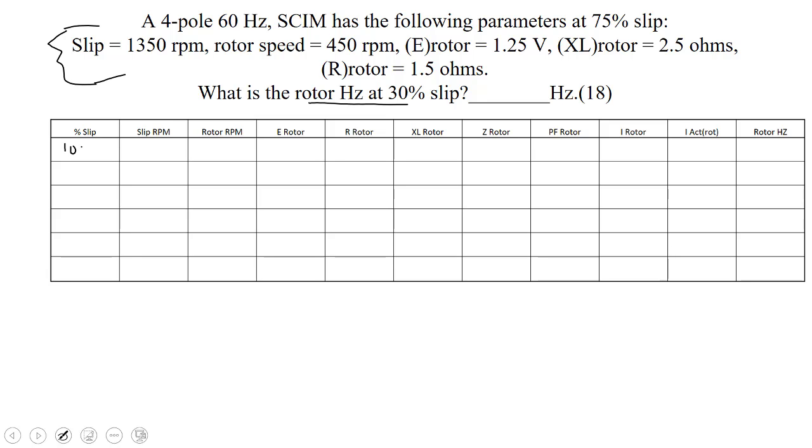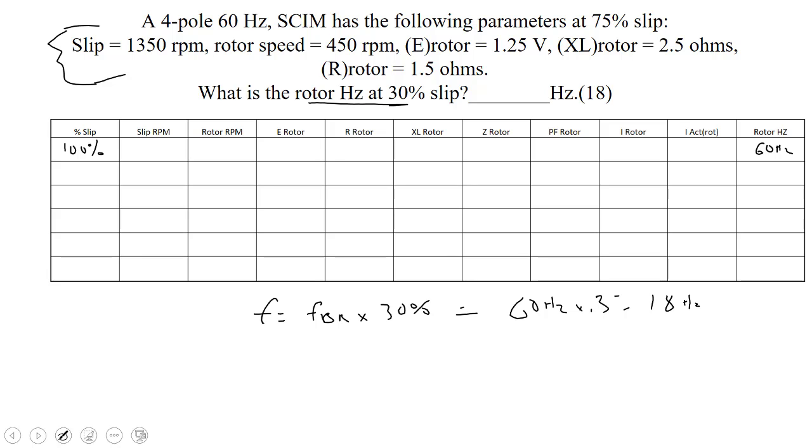So at 100% slip, we know that the rotor frequency will be whatever the stator frequency is. It's at blocked rotor, so if we have 60 Hertz on the stator, we're going to have 60 Hertz induced on the rotor. Now at 30% slip, the frequency will just be equal to the frequency at the blocked rotor value times our 30% slip. So that's going to be 60 Hertz times 0.3, and that works out to roughly 18 Hertz.